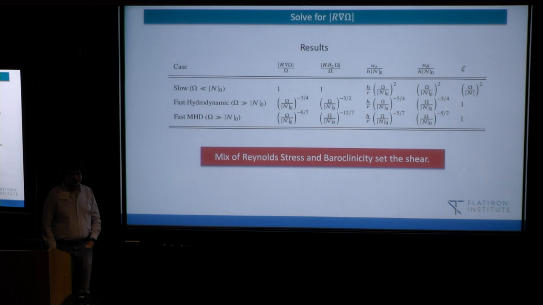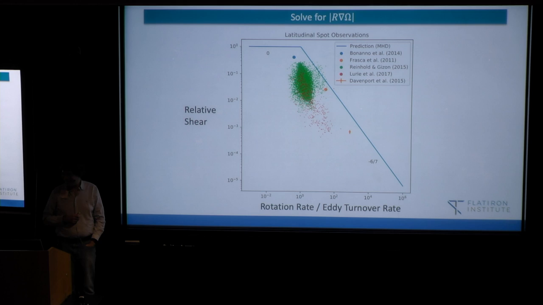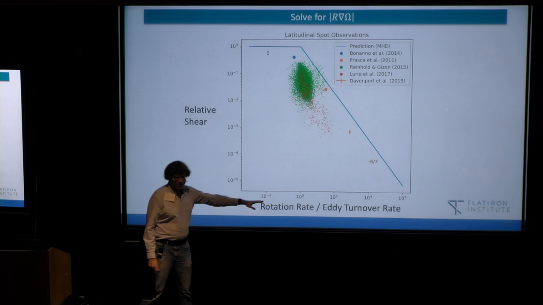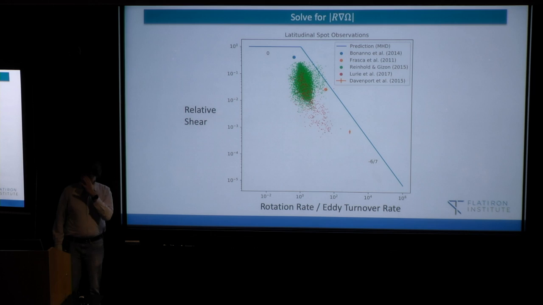Okay, so is any of this right? I think that is a very reasonable question to ask here. So here what I'm plotting is the relative shear, and this is going to be horizontal shear in the latitudinal direction, versus 1/the Rossby number. So rotation rate increases to the right. All of these systems are inferred from Kepler measurements of star spots, right?